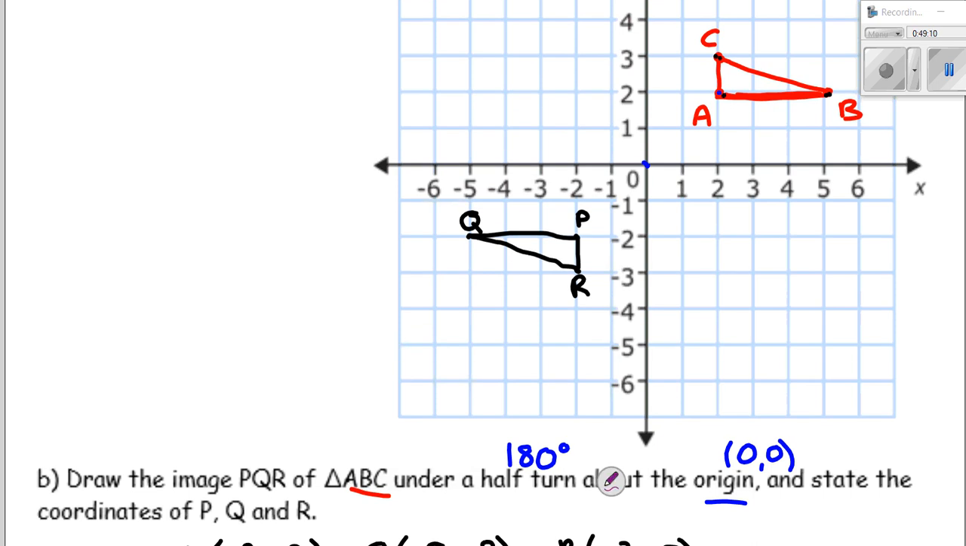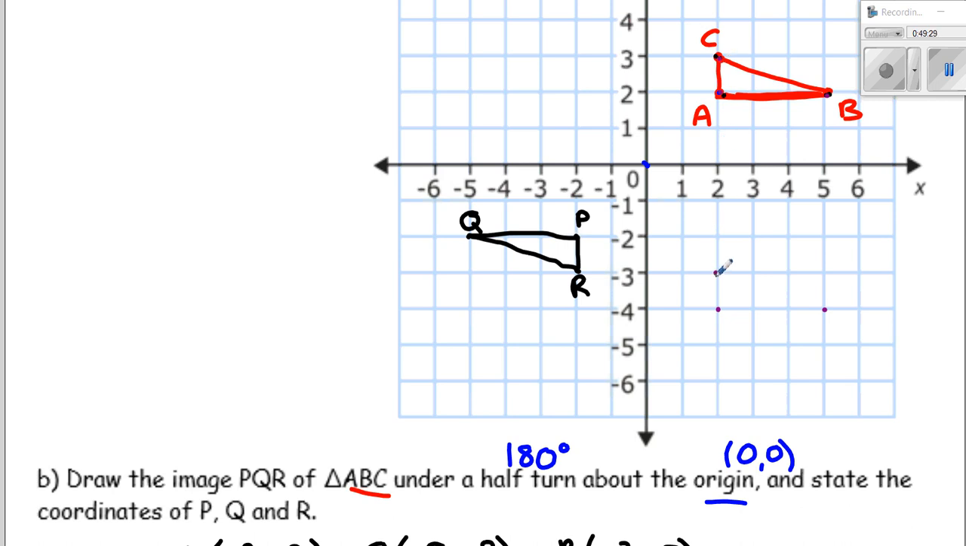Red object. Let's see. A. We're asked to go across none and down 6. Easy peasy. End up at 4. From B, across none, down 6. I'll end up down here. C, across none, down 6. I'll end up right there.